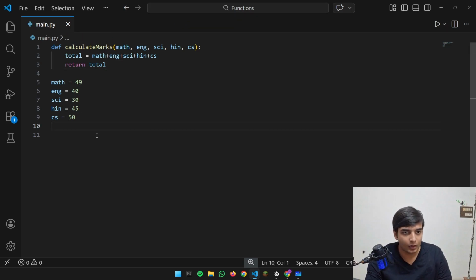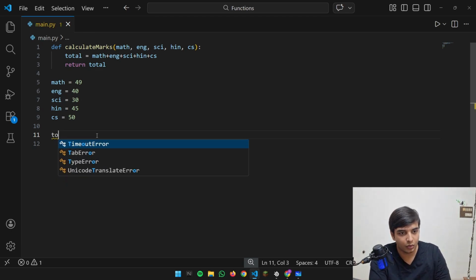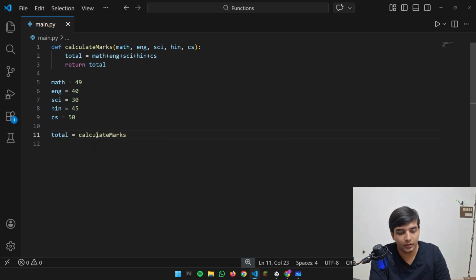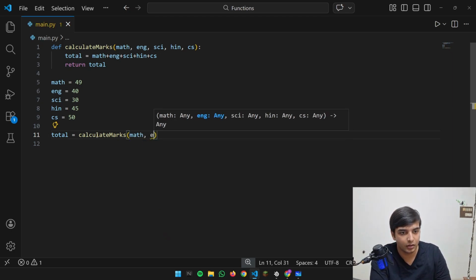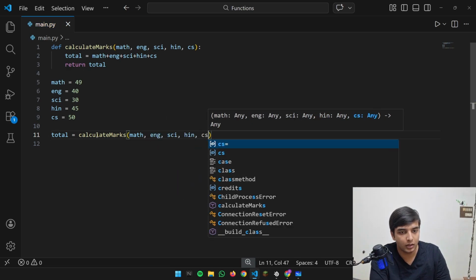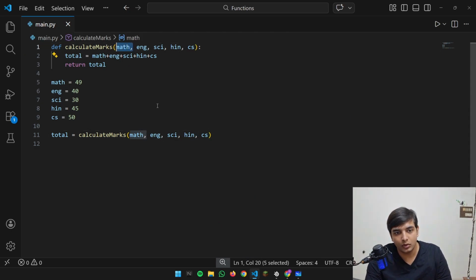Okay, now what would happen is it would calculate all this for us and give out whatever output we need. Let's say total equals, we'll call the function here and we'll put all these here: math, English, science, Hindi, and CS. Yeah, we have to put all these in a specific order, like it would follow this exact order.